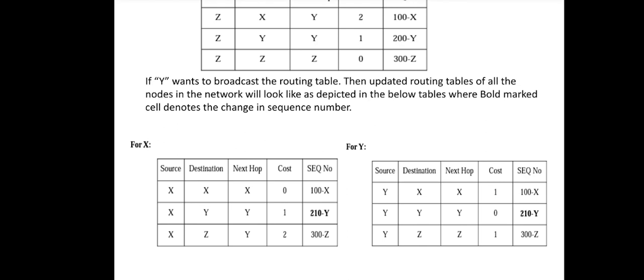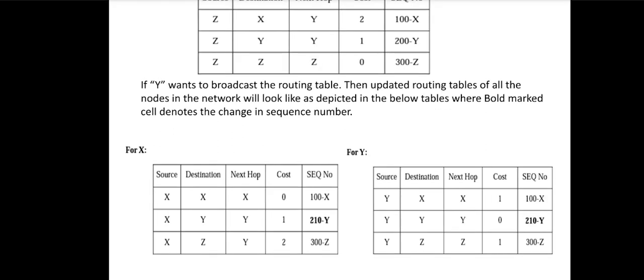Full dump is nothing but the newly added information will be completely dumped into the routing table, which means all the information right from the beginning to the end will be updated into the routing table. Whereas incremental update is nothing but only the information that has changed will be updated to the routing table. In the same way, all the information will be broadcast to all the neighboring nodes present to it.